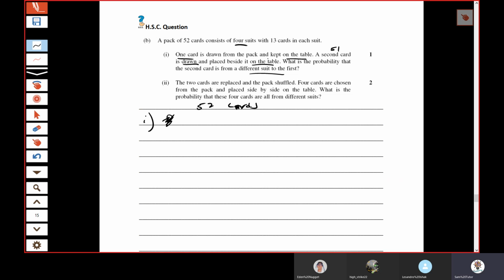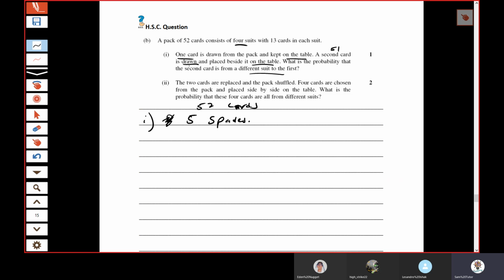1 card is drawn from the pack and kept on the table. Tell me the card. Any card. Say it again. Yeah, any card. 5 spades. That's it. 5 spades. It's on the table. It's finished.